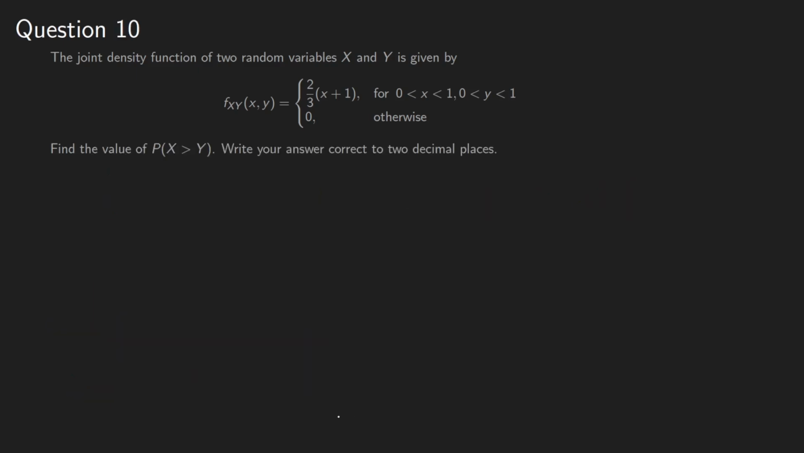The 10th question is based on the same joint PDF, but here we have to find the value of probability that x will take value greater than y. So we have to find the probability that x will take value greater than y. So it will be better if we imagine this joint PDF and then proceed here. So here x falls in the range 0 and 1 and y in the range 0 and 1.